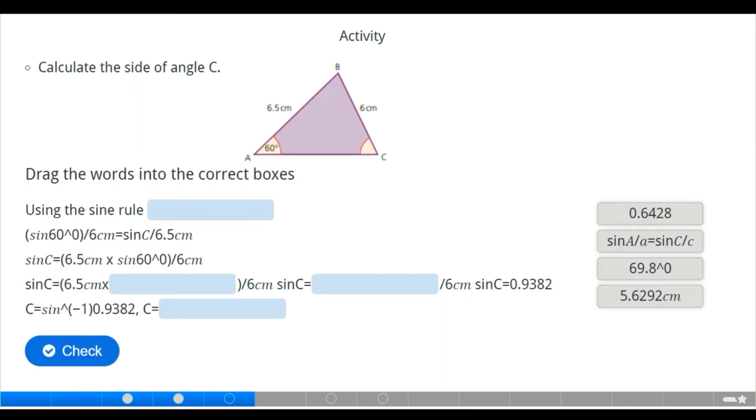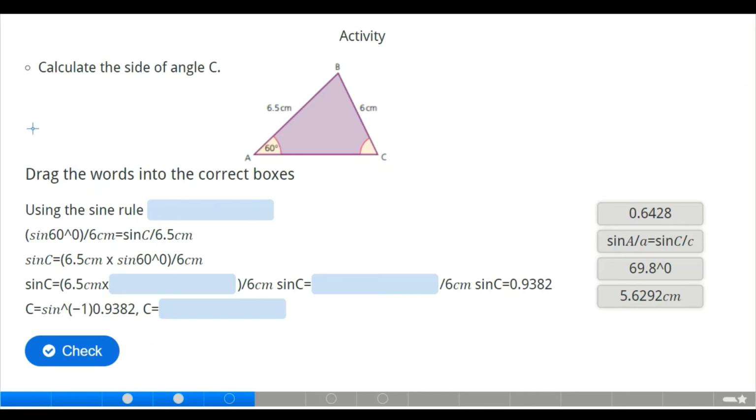That is when you are looking for the angle itself. So here now we're going to be making use of angle. You see that we have angle A to be 60 degrees. We are calculating angle C, and we have side a to be 6 centimeters, side c to be 6.5.